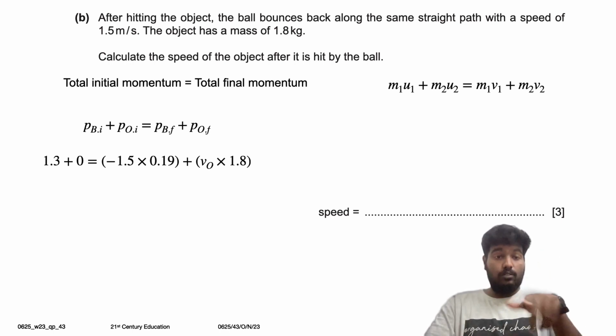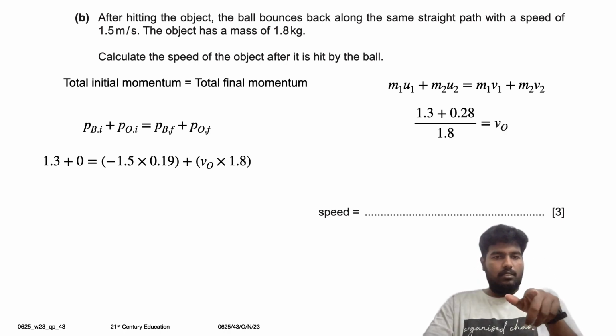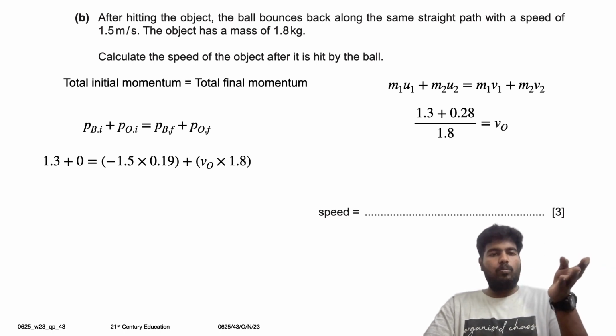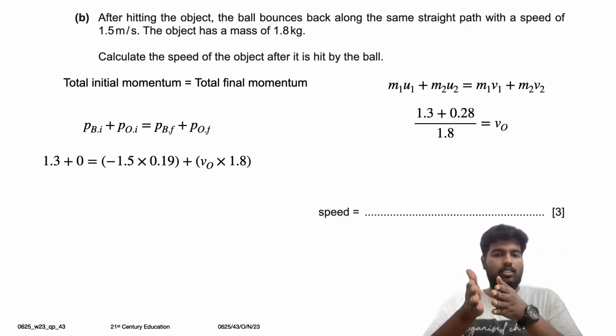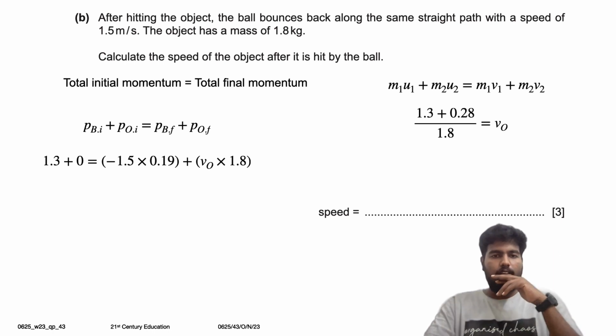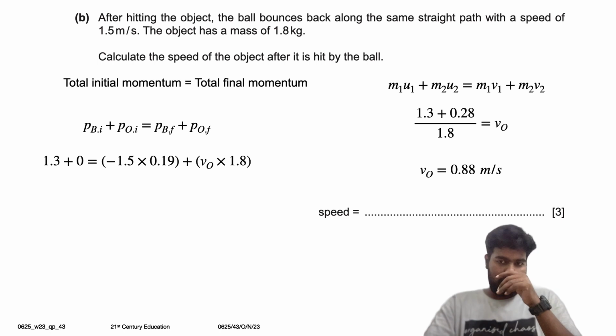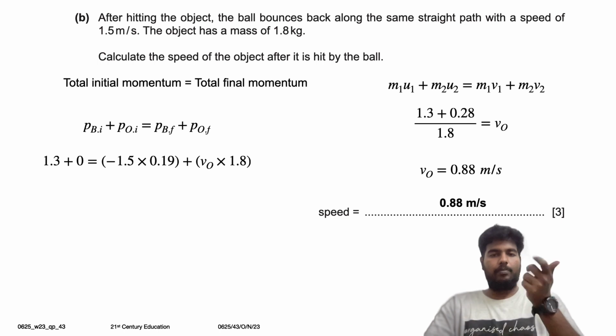All we have to do is rearrange this equation for v, the final velocity of the object. So this 1.3 stays on the left hand side, and minus 1.5 multiplied by 0.19 is minus 0.28. If it goes to that side, it becomes plus. Then divide by 1.8. If you work out the numerical, it will be 1.58 divided by 1.8, which is 0.88 meter per second. So that's the final velocity of the object, 0.88 meter per second.